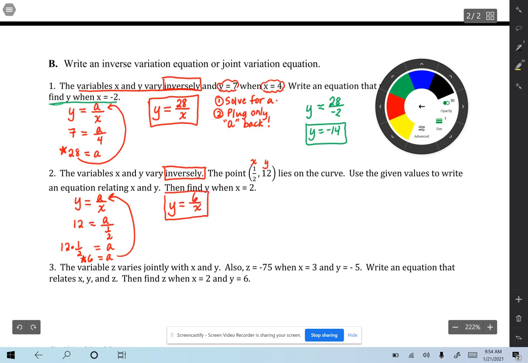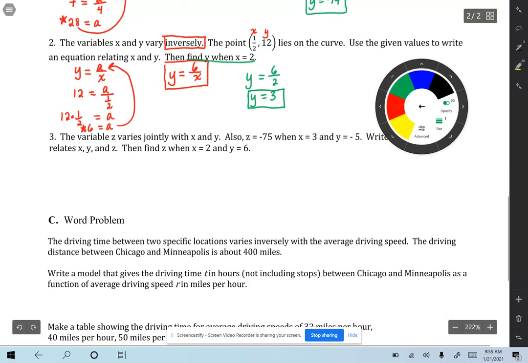Now let's do part 2. Find y when x equals 2. So y equals 6 divided by 2. Y equals 3. It's not too bad. Just know your equations. Direct variation is y equals a times x. Inverse is y equals a over x. And joint is just multiple variables on the right side.